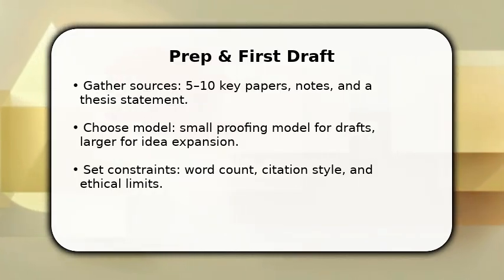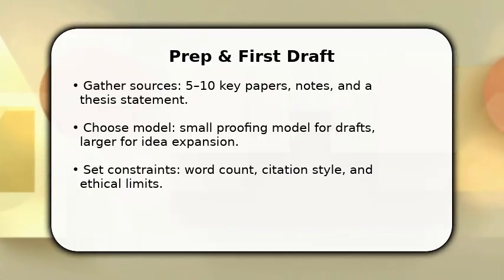You should iterate immediately. Ask for a bulleted argument map, then request paragraph drafts per section. Make sure to save versions and label them so you can compare changes.